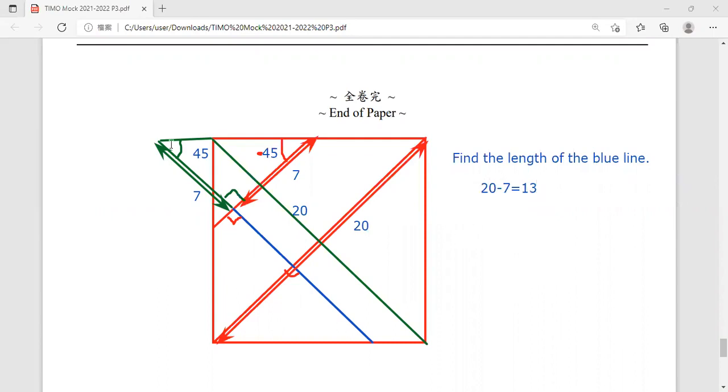Oh, you don't know why this is 7? Okay. It's just that easy because if I have 45 and 90, this is an isosceles triangle, because two angles are equal, so these two sides will be equal. Okay, so this is both 7. If no question, you may leave, or if you have another question on this paper, you can ask me afterwards. Okay.